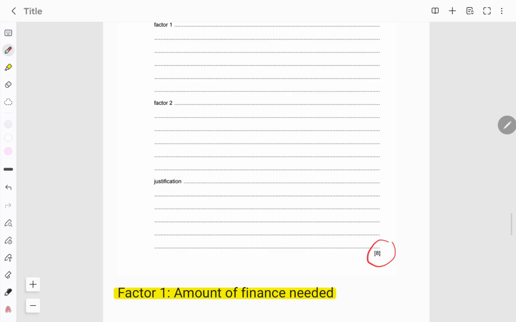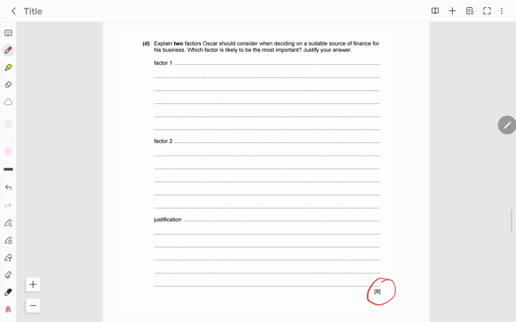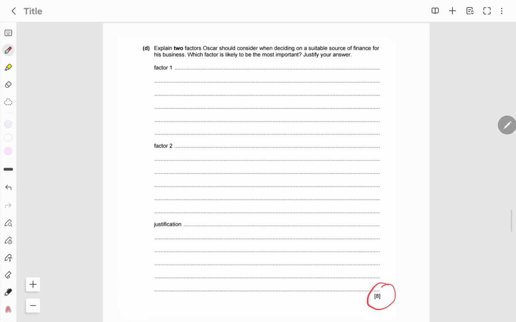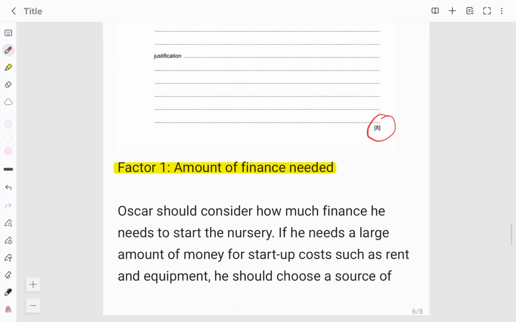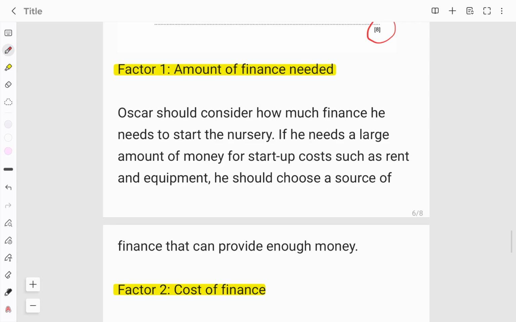This is an 8-mark question, so we need to develop our answer properly. This question asks us to explain 2 factors Oscar should consider when choosing a suitable source of finance for his business. So we need to give 2 factors. For each factor, we should explain what it means and then explain how it would affect Oscar's business. Let us look at the first factor. The first factor is the amount of finance needed.